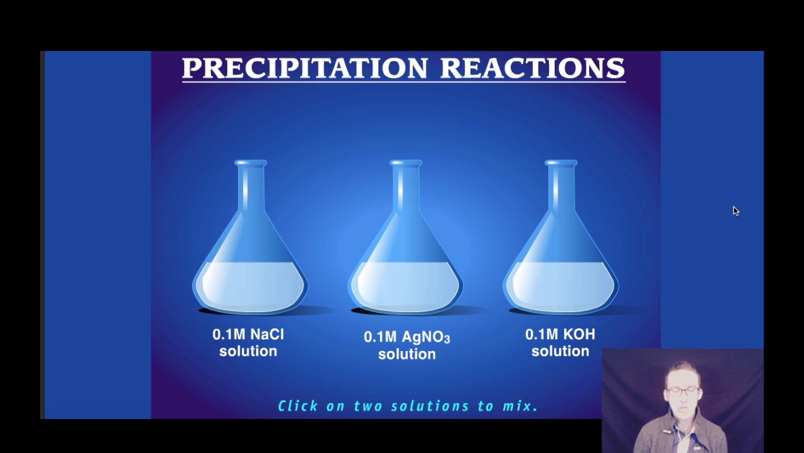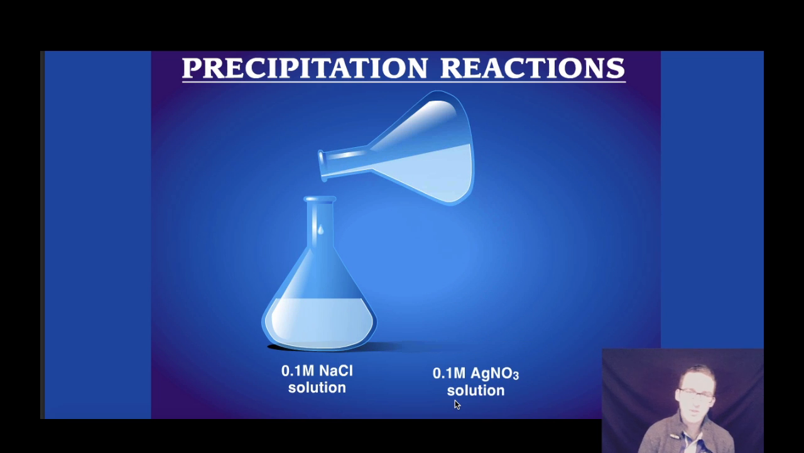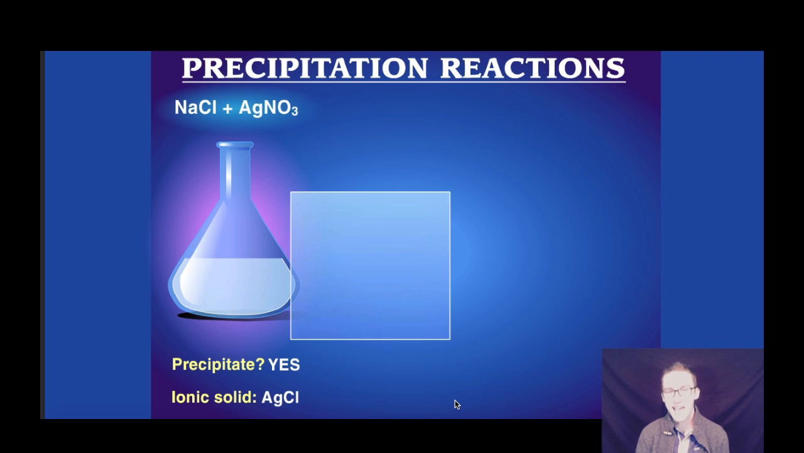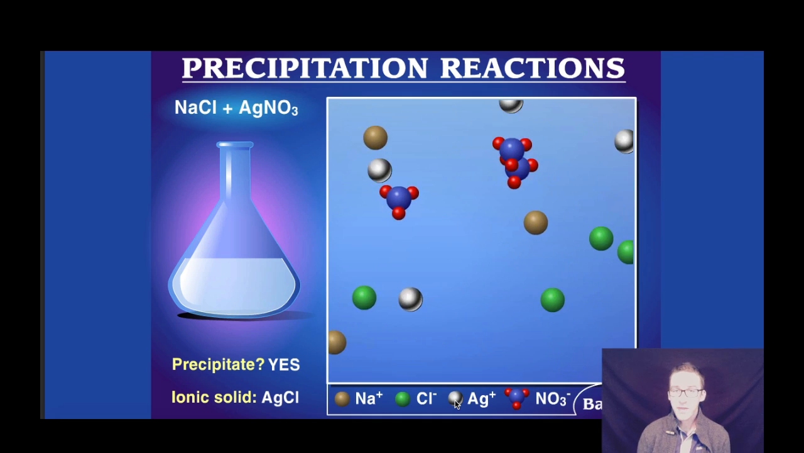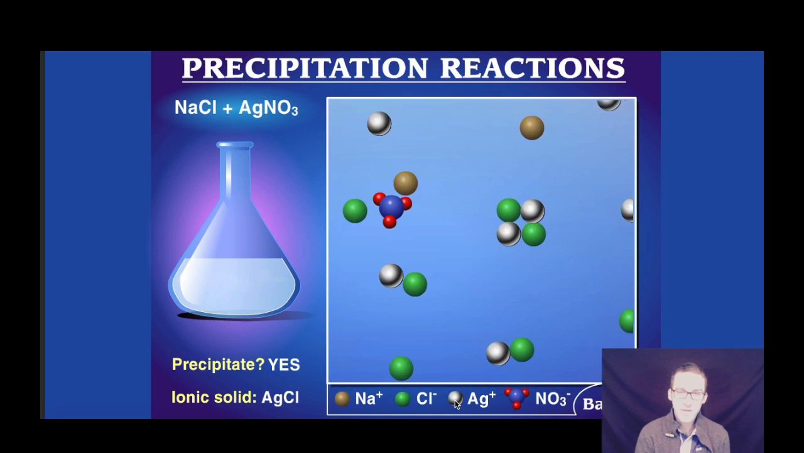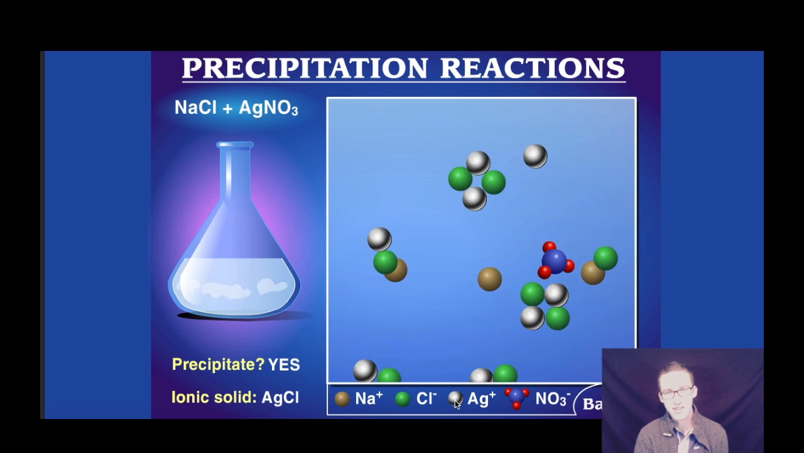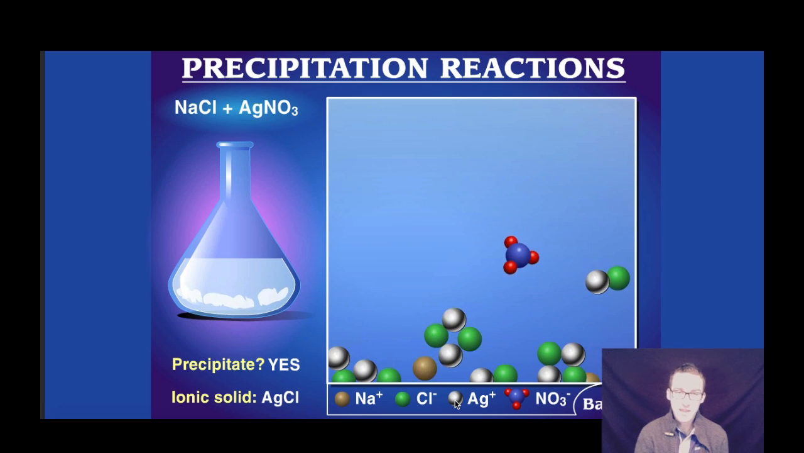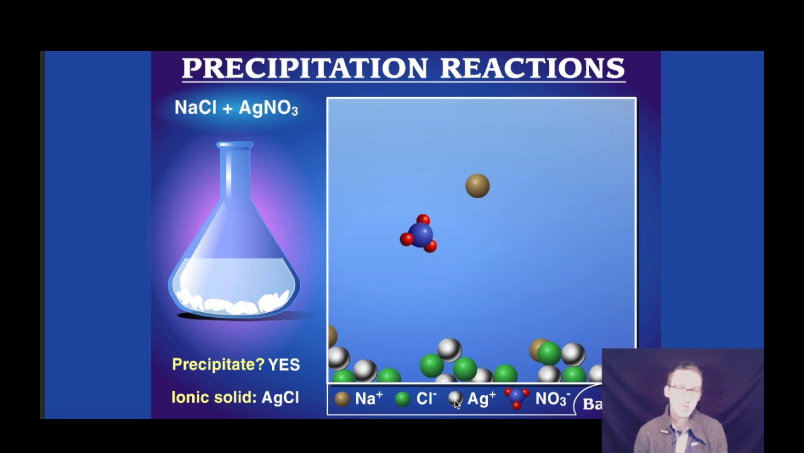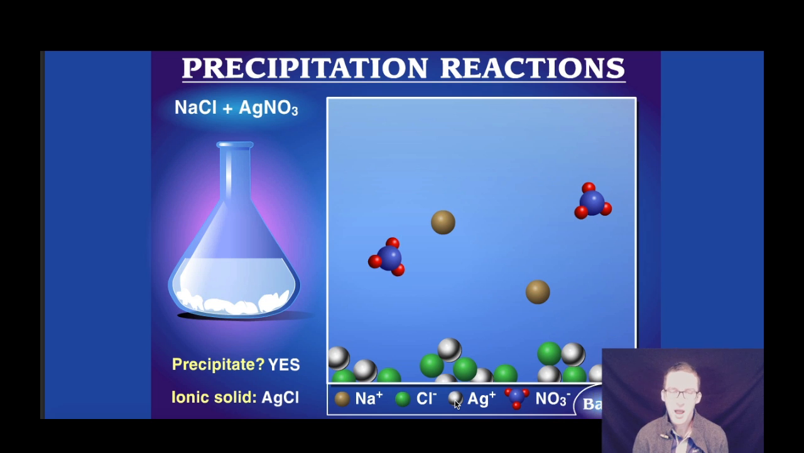I'm going to take two of these aqueous solutions. Again, two solutions in which we've dissolved a solid in water. I'm going to choose sodium chloride and silver nitrate. Notice when we mix these two solutions together that we form a solid, aka a precipitate. At the molecular level, we've got a couple of ions that are coming together to form that solid. At the macroscopic level, we see this white solid forming on the bottom of our flask.